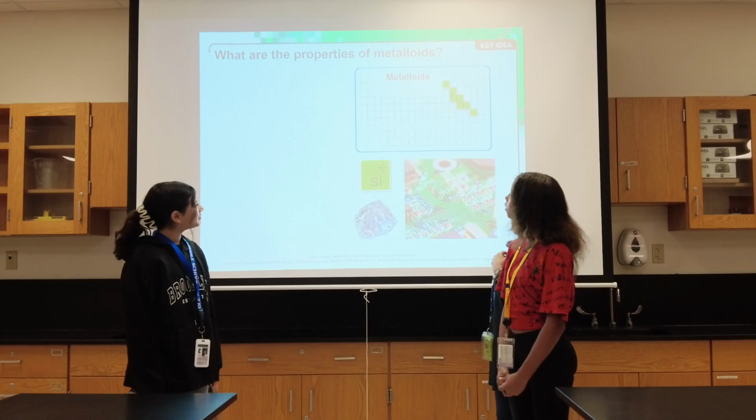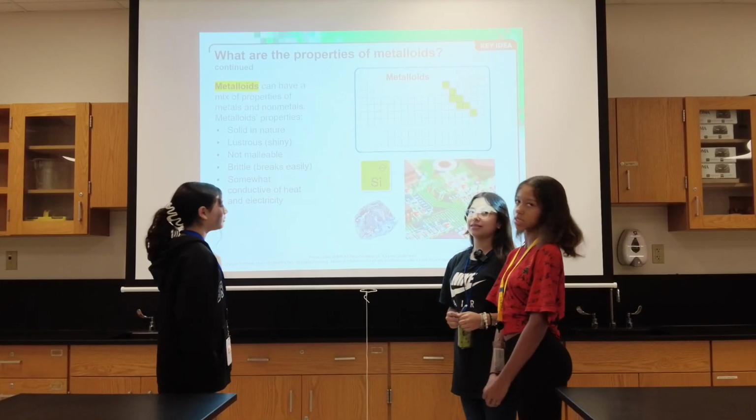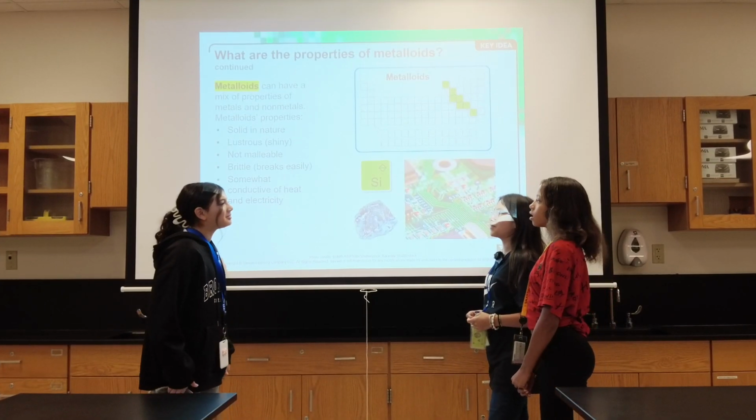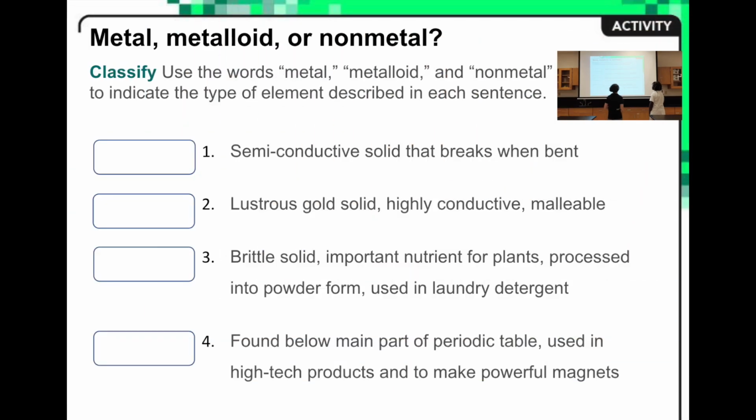Perfect. What are the properties of metalloids? Metalloids can be found on the staircase, and silicon is a type of metalloid. Metalloids have a mix of properties of metals and nonmetals. Metalloid properties: solids in nature, lustrous and shiny, non-malleable, brittle, and break easily, somewhat conductive of heat and electricity. What's another word you can use for that? Semiconductor.